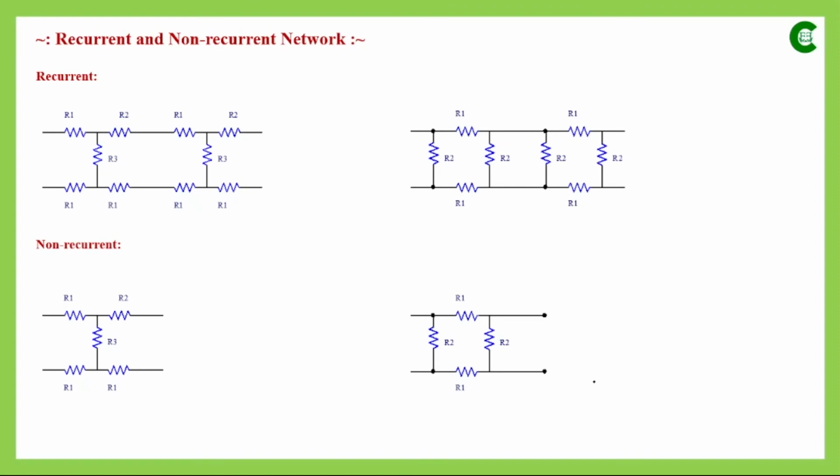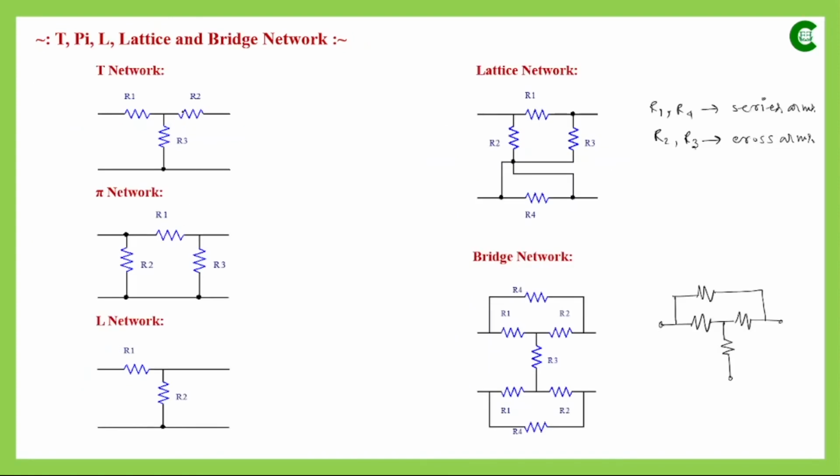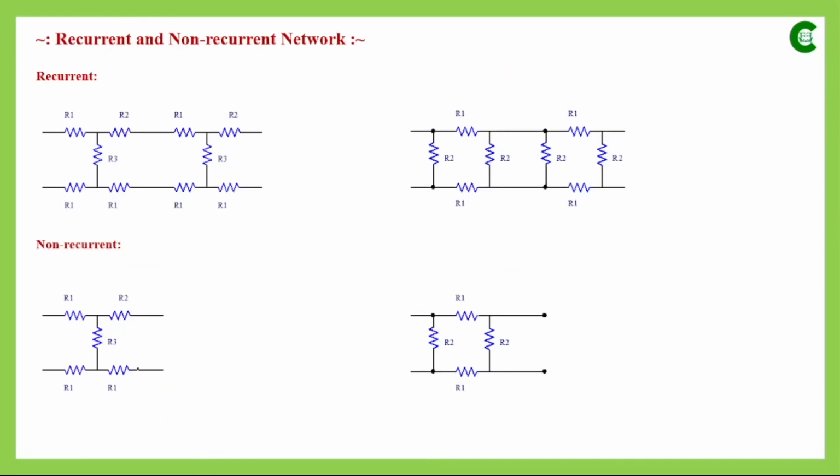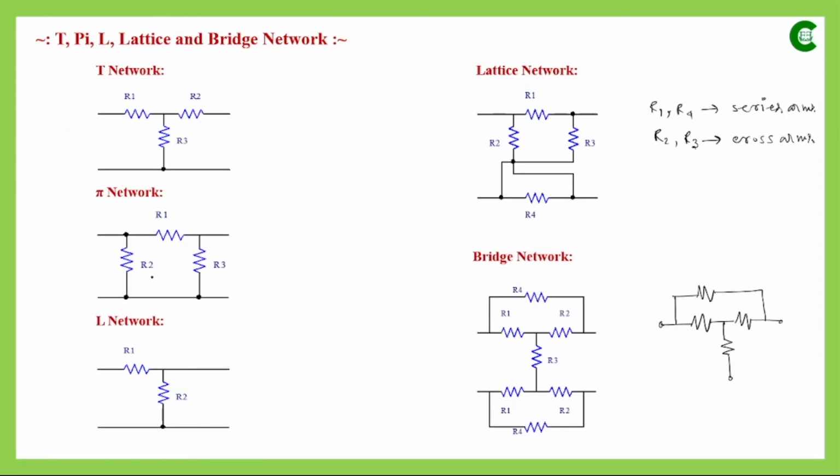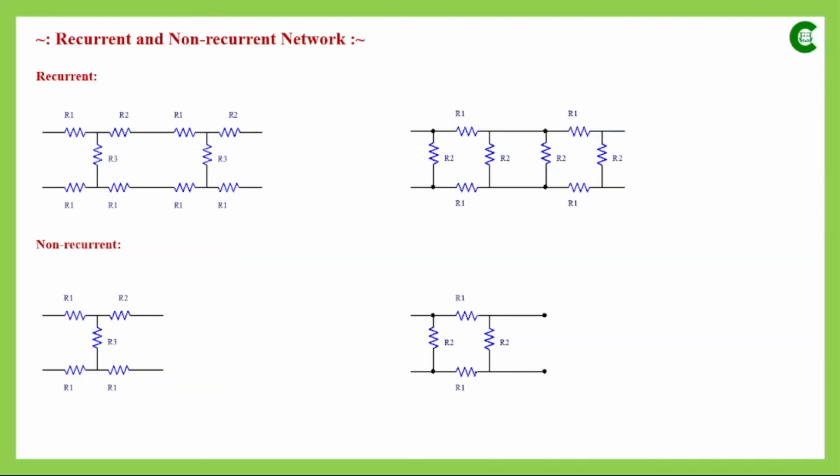Now the next type of network is recurrent and non-recurrent network. First I will come to the non-recurrent part. Here we can see that we have a balanced T network. Initially it was an unbalanced T network where we didn't have any resistances on the other side, but when we connect them, that makes a balanced T network. And here this is an example of a balanced pi network. It was an unbalanced pi network, so when we connect a resistance in this arm, it makes a balanced pi network.